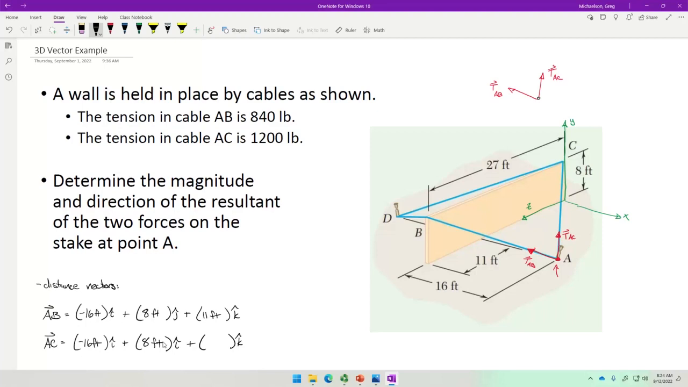If this is 11, what's this? Negative 16, not positive 16, negative 16. Because to go from A to C, we're going 16 feet, but we're going in the other direction. And where do we get 16 feet? The whole wall is 27 feet long, and from A to B is 11, so A to C has got to be 16. Make sense? So this is our AC vector. Scroll down a little bit.